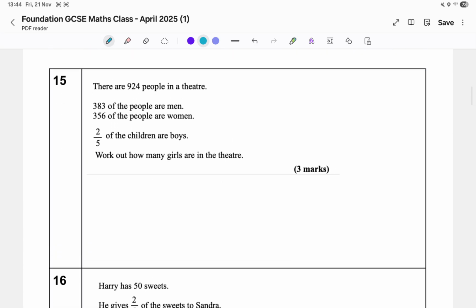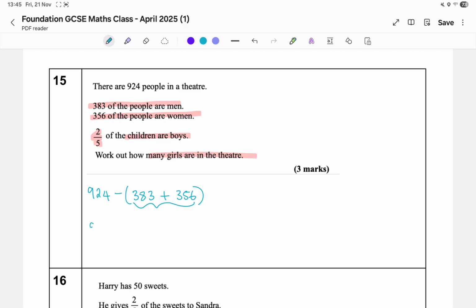There are 924 people in the theatre. 383 of the people are men. 356 people are women. 2/5 of the children are boys. Work out how many girls there are. First of all, we're going to do the total, which is 924. We're going to take away the men, which was 383, and we're going to take away the 356. So we're adding these two together to work out how many men and women there are altogether. We're going to take away from the total.